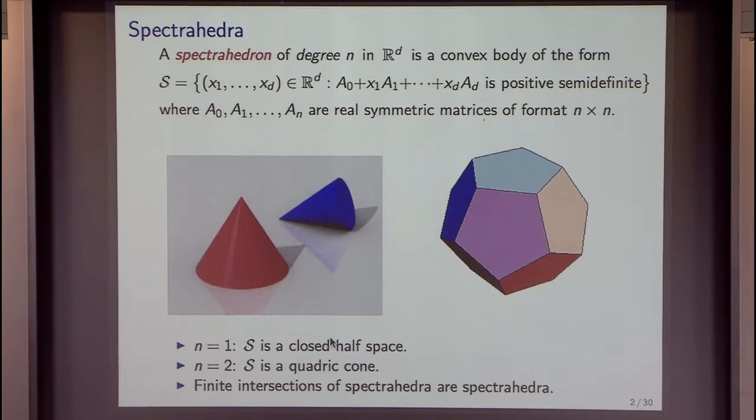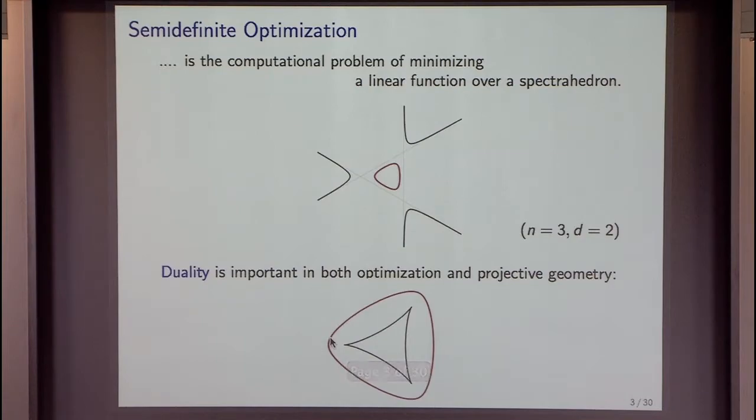Most of my examples today, most of my pictures, will be for d equals 3. So most of my spectrahedra will be in 3-dimensional space. But I'm going to start out with d equals 2, just to get a sense of how these things look. Semi-definite programming, as I said, is the computational problem of minimizing a linear function over a spectrahedron, which is the non-abelian version of linear programming. Linear programming concerns diagonal matrices. So linear programming is semi-definite programming for diagonal matrices, but here we're doing general symmetric matrices.